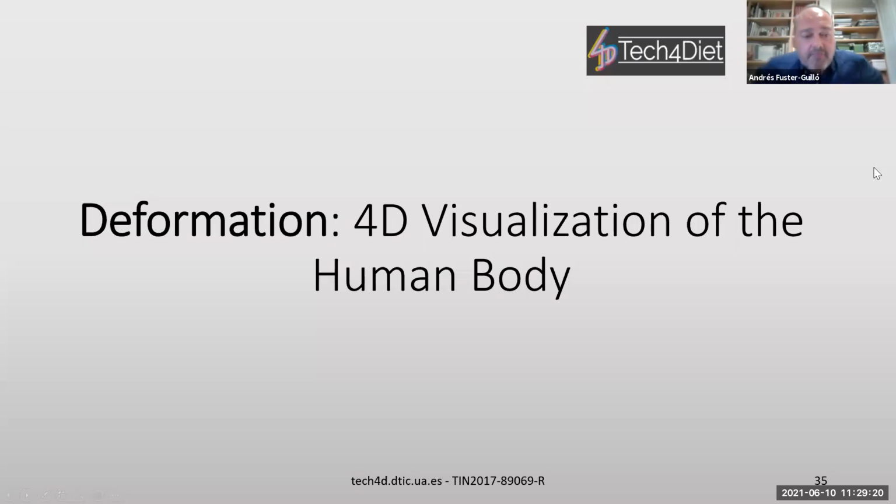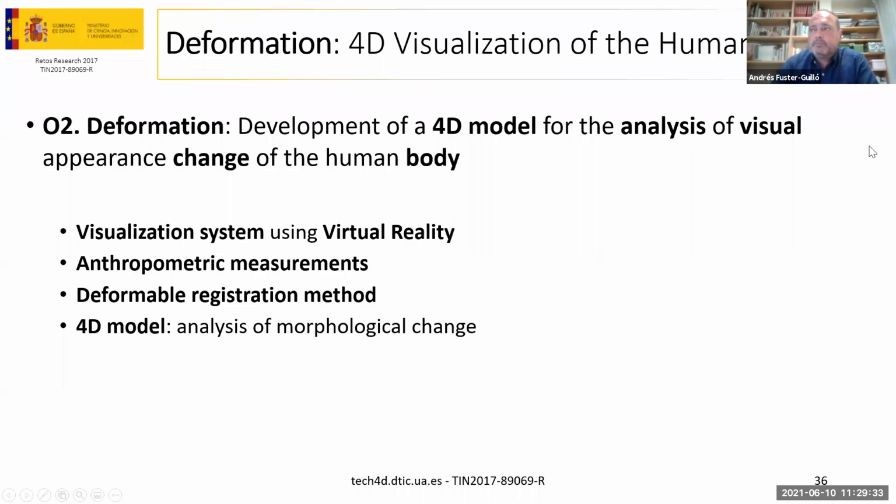Okay, that's all for the first objective. Let's go with the second objective. This is related to deformation, that is, 4D model visualization of the human body. In this second objective, we need to develop a 4D model for the analysis of visual appearance change of the human body. To achieve this objective, we have organized 4 tasks.